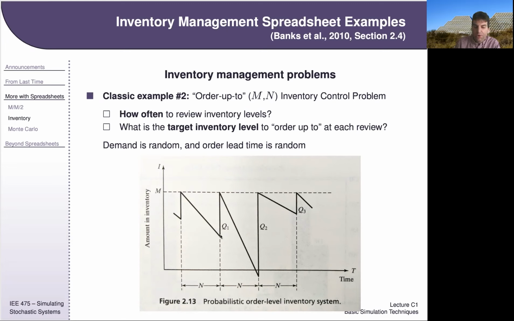During that time, as people buy, the inventory gets depleted. And then I order some quantity Q1. And then that replenishes the inventory, and the inventory goes low again. It might even go negative, so we have to go into back order, and then I order up again as well.